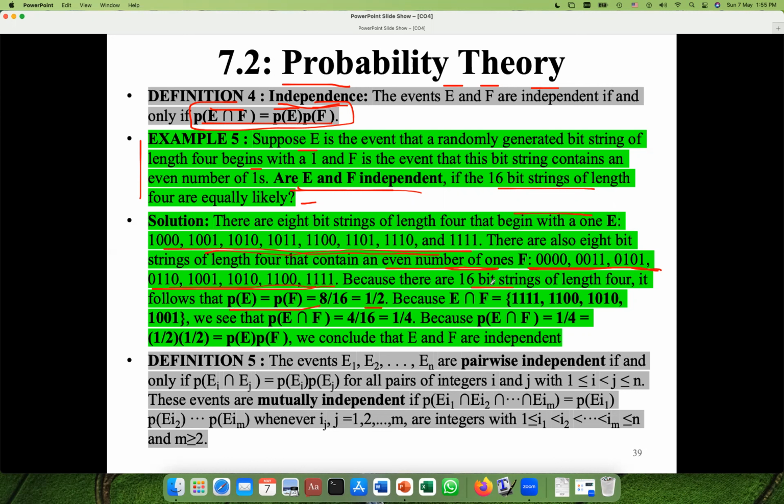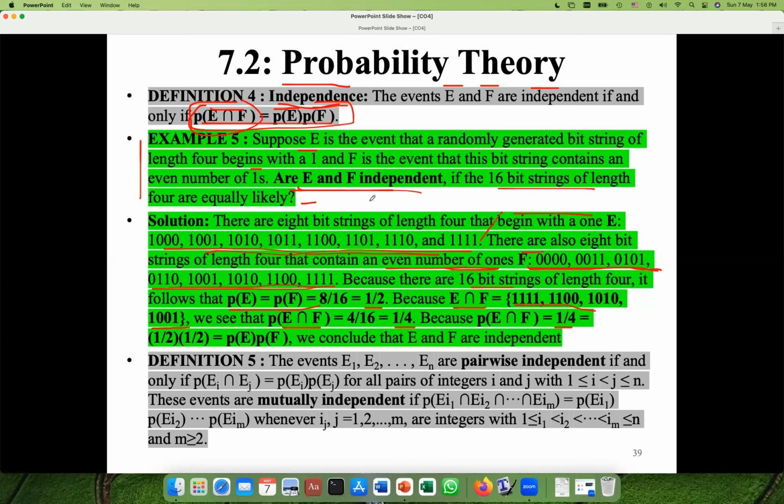And their intersection means the string will start with 1 and also contain an even number of ones. So from these bit strings, you can identify those which start with 1 and also exist in this F. That would be your answer. So the probability of E intersection F is how many of these? 4. 4 divided by 16, which is 1 over 4. So you have calculated the probability of E intersection F as 1 over 4.